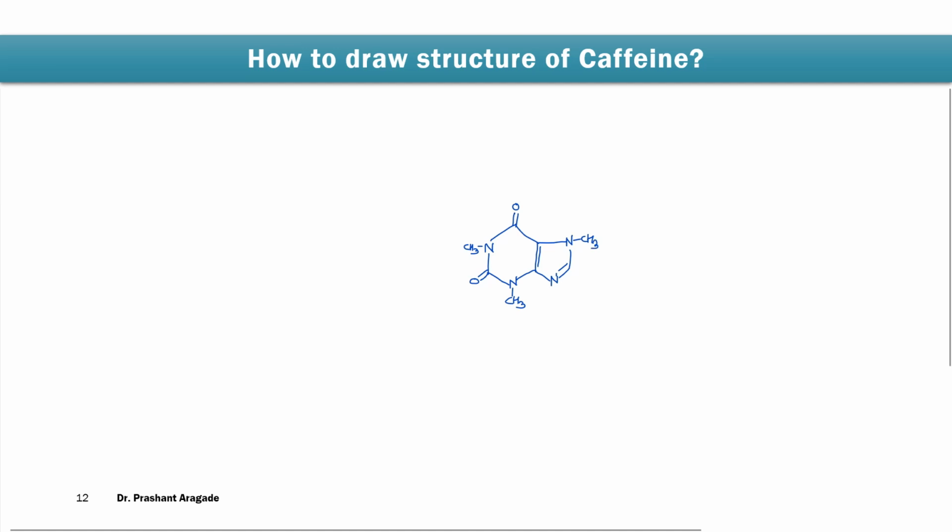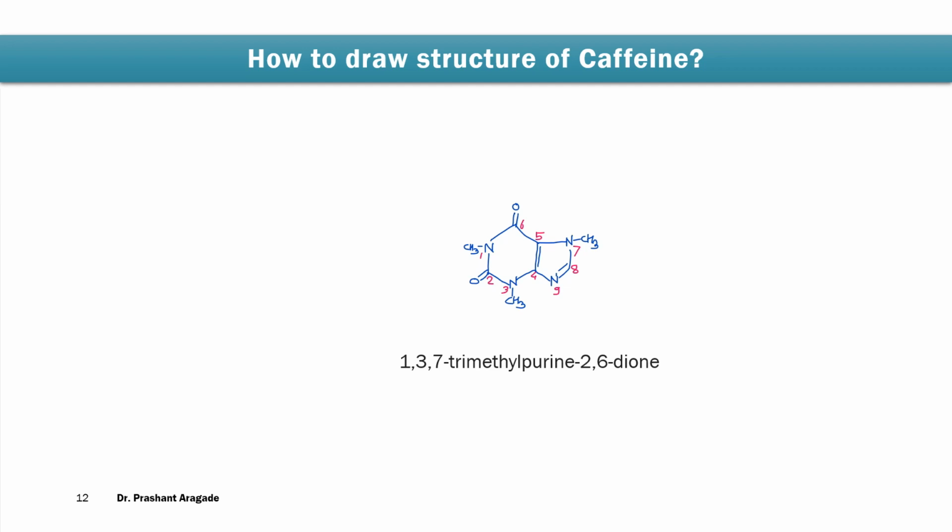And last, you have to number in such a way that you first complete the numbering on the pyrimidine portion and then continue the numbering on the imidazole portion. So the fused carbon atoms also have numbers. So this is 1,3,7-trimethylxanthine, or you can say 1,3,7-trimethylpurine-2,6-dione. The chemical name of caffeine is 1,3,7-trimethylpurine-2,6-dione.